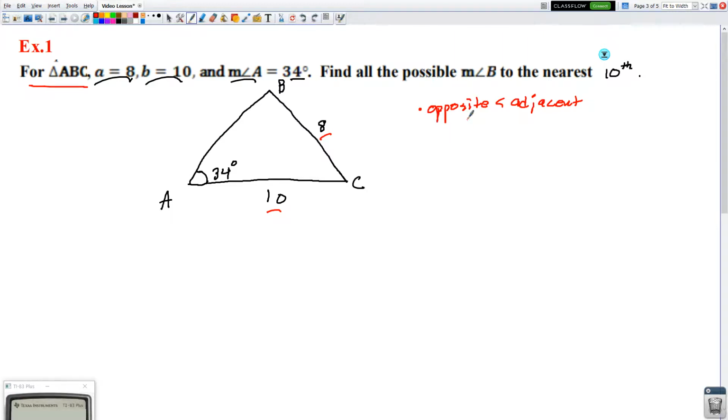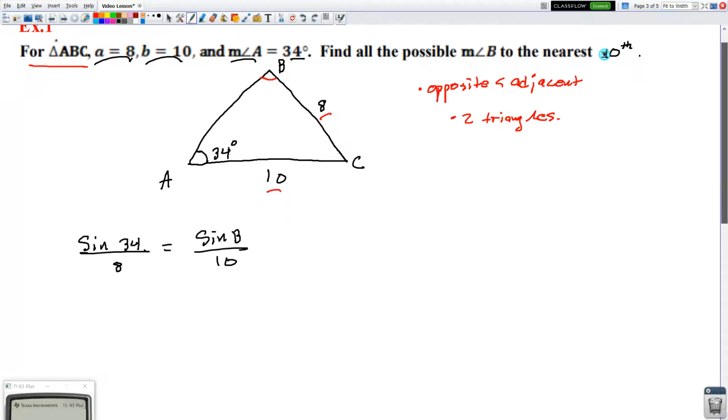All right, so let's keep that in mind, that we're going to be having two triangles. We'll worry about the second triangle in a second. Let's actually try to solve for the angle B in this case. So our objective is to solve for angle B, because that's what we want here. So one way that we can do is just to apply the law of sines that we know. According to the law of sines, we're going to get sine of 34 divided by 8 equals the sine of B divided by 10. All right, let's solve for angle B for this triangle right here.